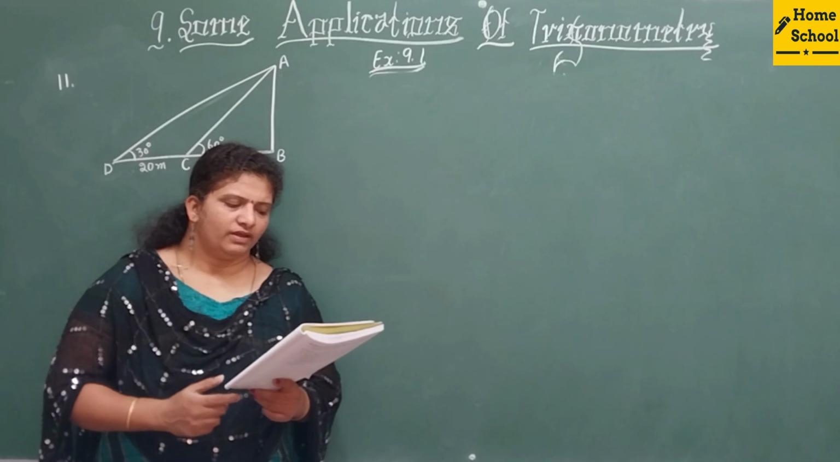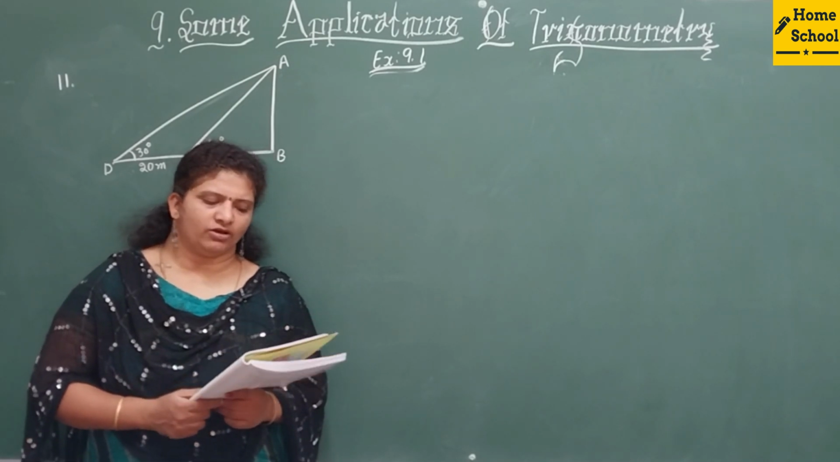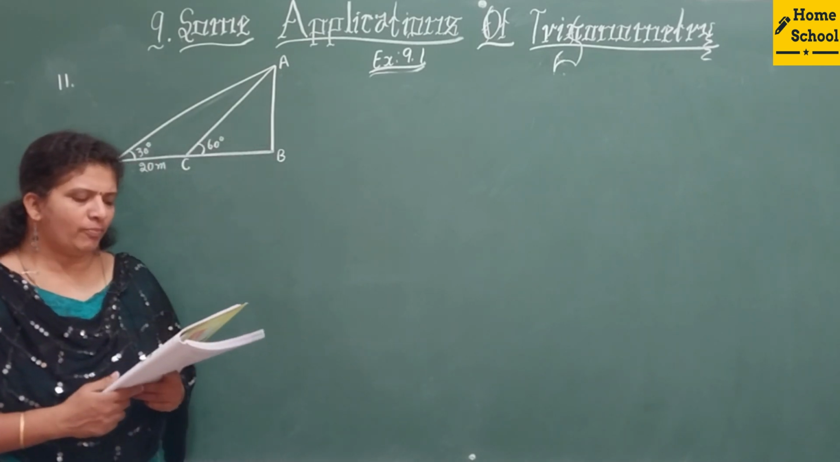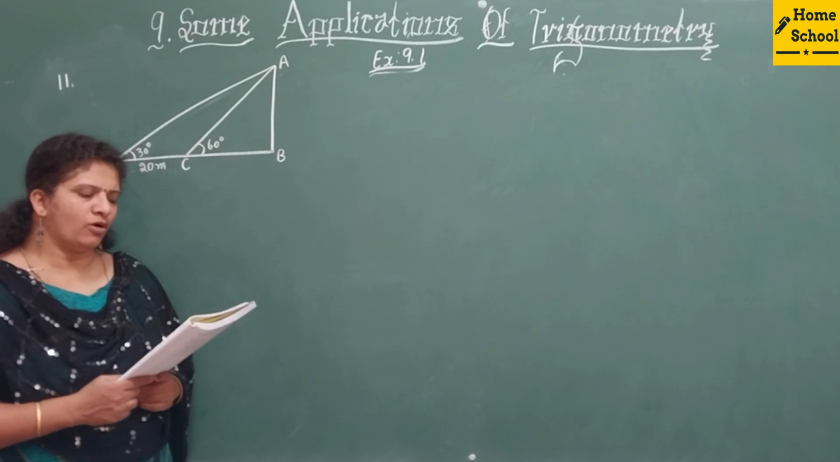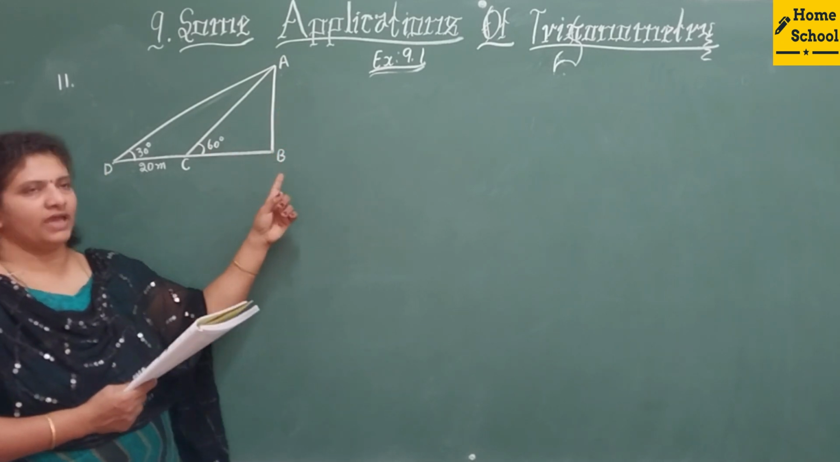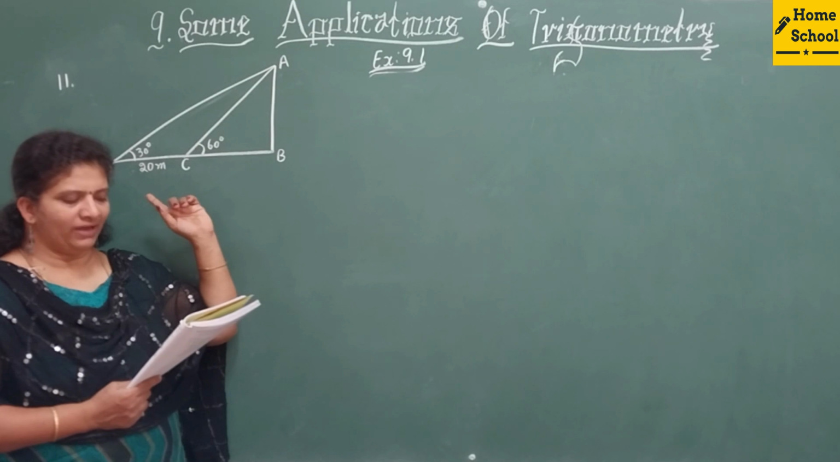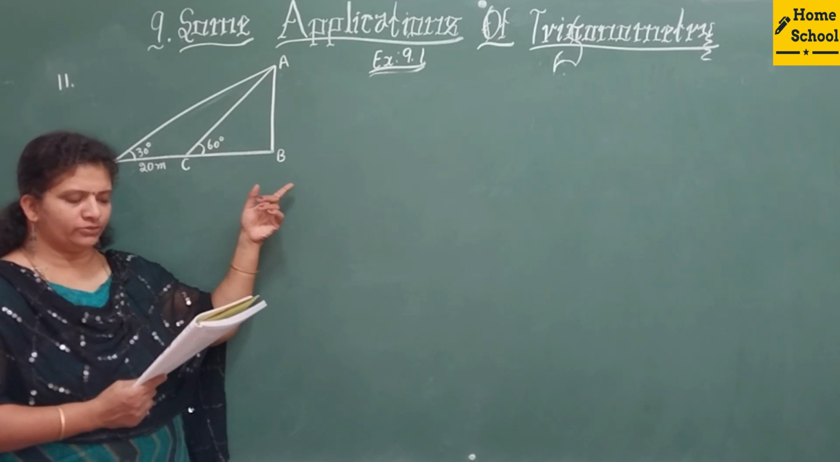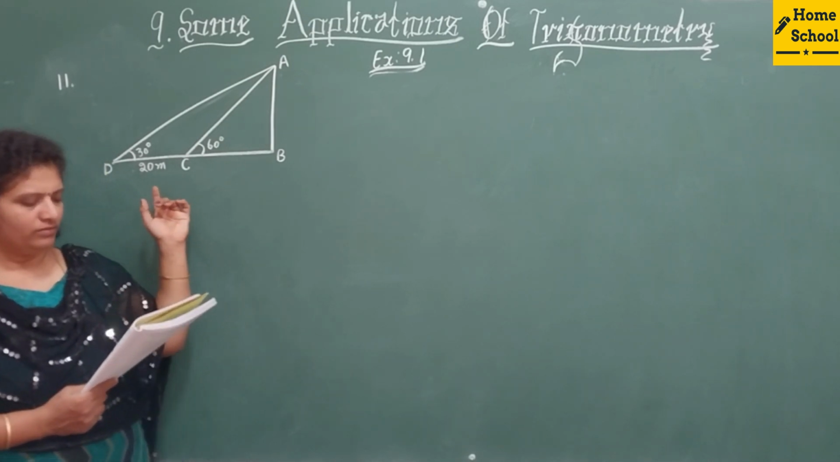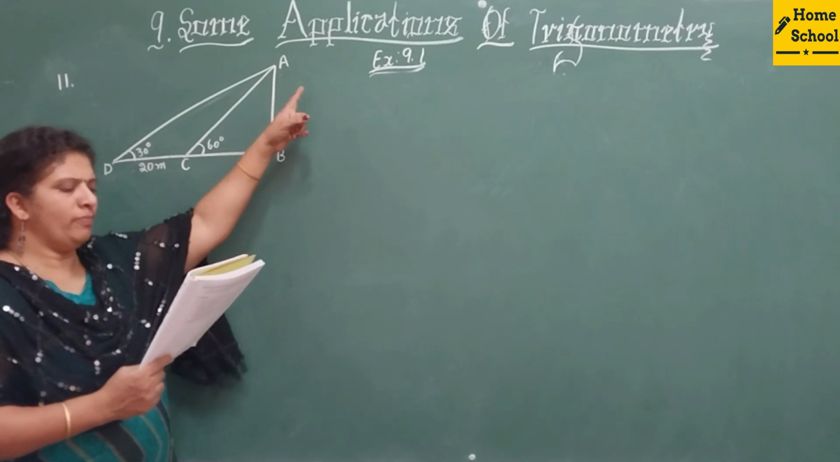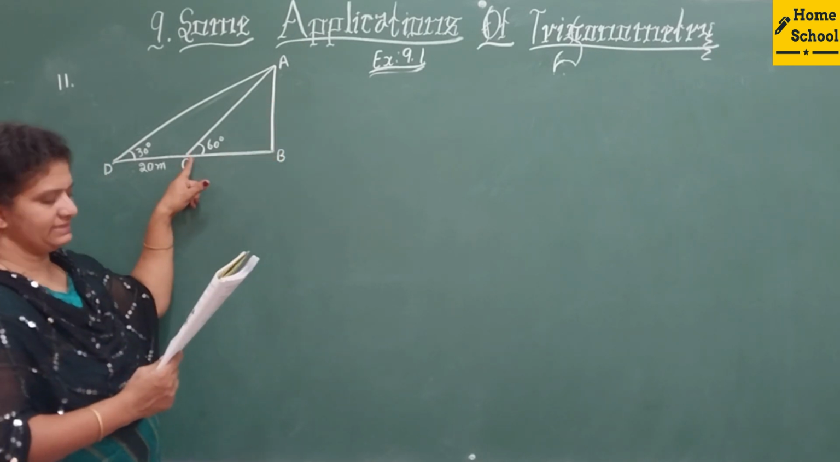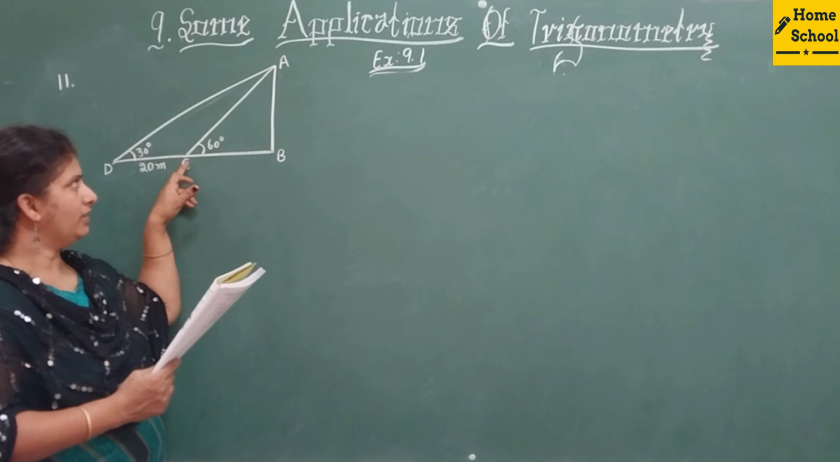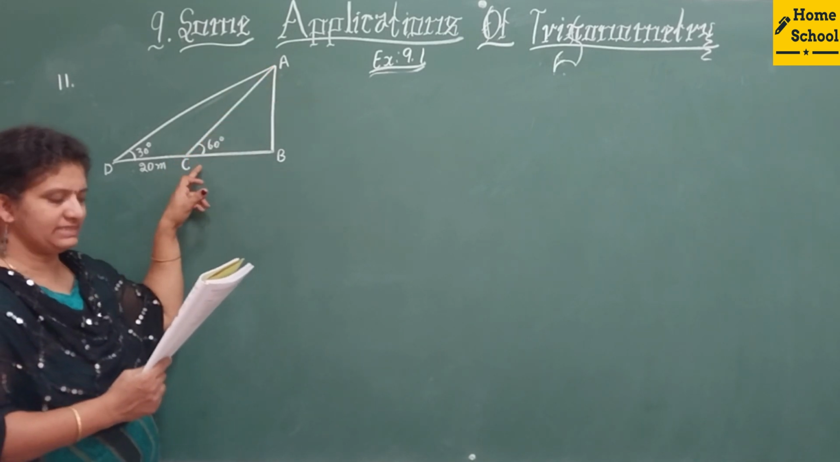11th problem. A TV tower stands vertically on a bank of a canal. From a point on the other bank directly opposite the tower, see here, AB is a tower. From a bank of the canal opposite to the tower, the angle of elevation of the top of the tower is 60 degrees. From here, the angle of elevation is 60 degrees.